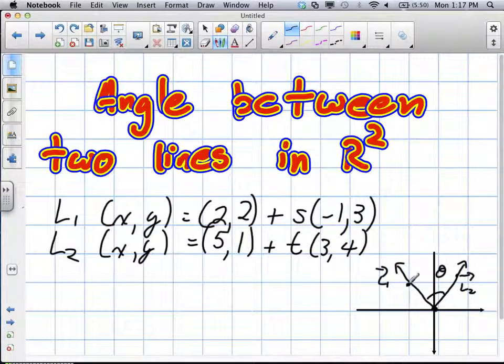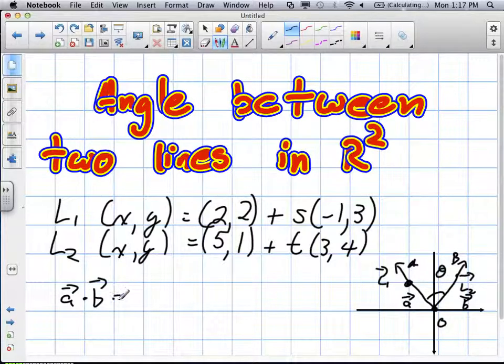Well, now what we've done is we've actually given these vectors, and let's call them O for the origin, OA, and OB. If you guys remember, in order to find an angle, we can use our dot product. In fact, let's call this vector A and vector B. And the dot product of vector A dot vector B is equal to the magnitude of vector A times the magnitude of vector B cos theta.